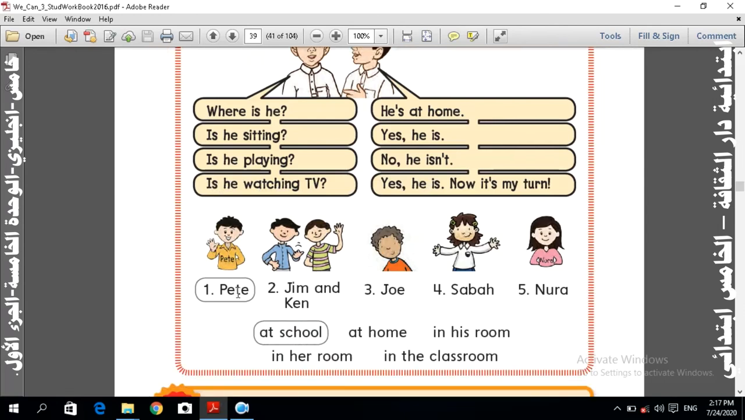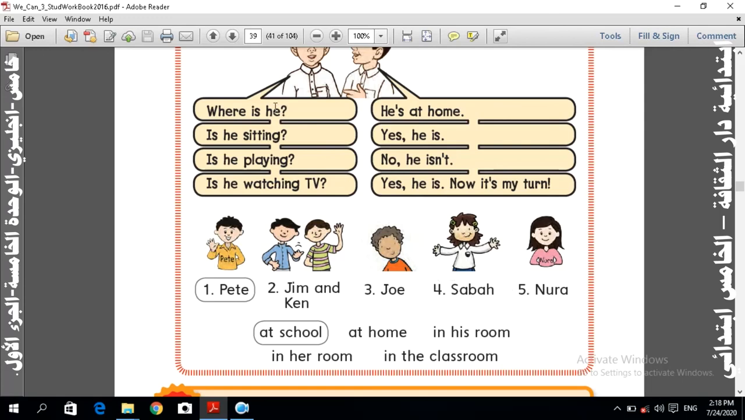وعندنا هنا يا أولاد. Number one, Betty. Two, Jim and Ken. Number three, Jewel. Number four, Sabah. Five, Nora. نستخدمهم مع الأكشنز اللي من تحت دول. مثلا لو أنا أخذت جو وخليته in his room تكون المحادثة كالآتي. Where is he? He's in his room. Is he sitting? Yes, he is. Is he playing? No, he isn't. Is he watching TV? Yes, he is. وكذلك الحال مع صباح أو نورة بس نغير هي إلى she.